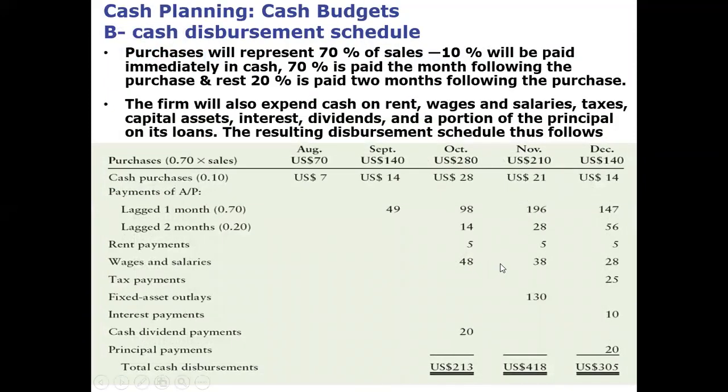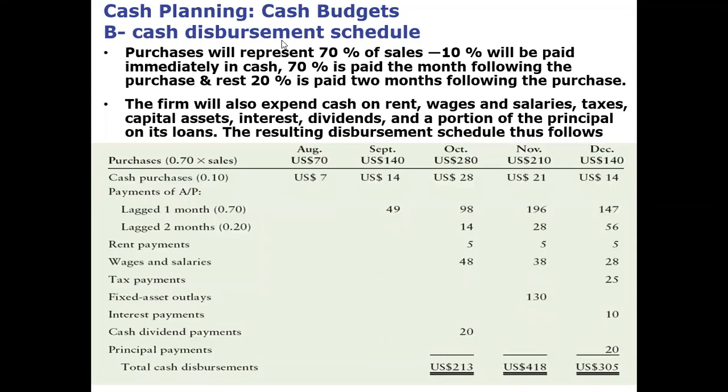So he means wages, salaries, and taxes, it is given. And he said that you have to pay taxes in December 25, and you buy machines in 130, and you pay any interest, it is 10, and there is a cash dividend of 20 in October. And finally, you have a principal payment, which is a loan, which is 20.